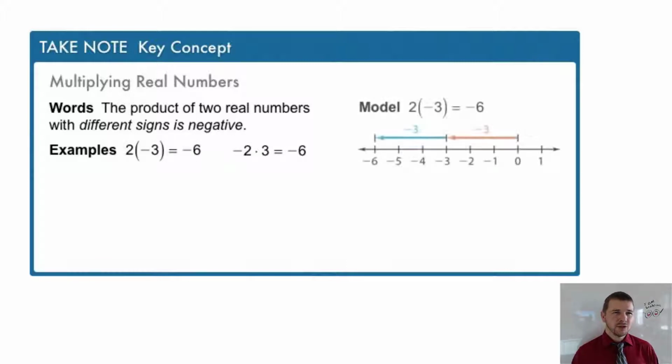To model 2 times negative 3 equals negative 6 on a number line, here is one negative 3 added to a second negative 3, basically two movements of 3 to the left, or in the negative direction, leading us to negative 6.